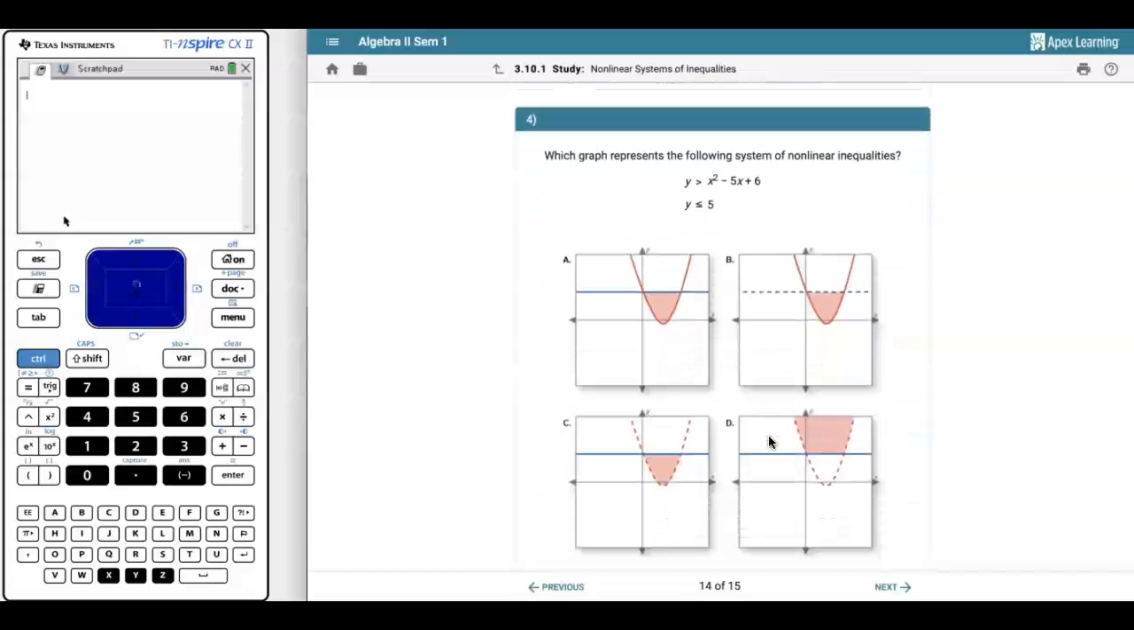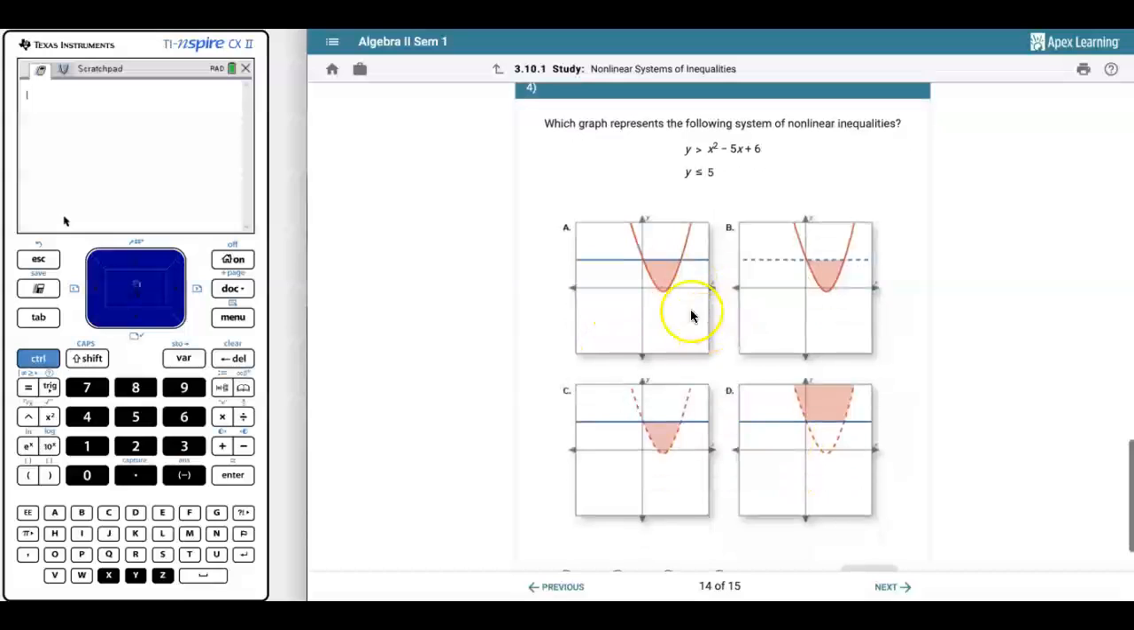All right. Here's an interesting one that we haven't seen yet. It's a solid line and a parabola. So again, knowing which one is which. Your solid line is y is less than or equal to 5, so it automatically has to be a solid line. So you've eliminated option B. Then your parabola has to be greater than, so immediately we eliminated option A.